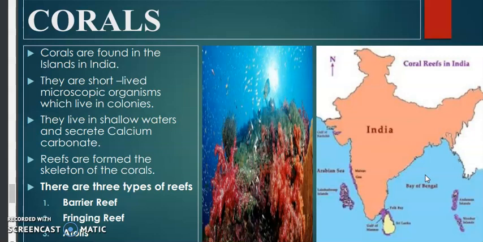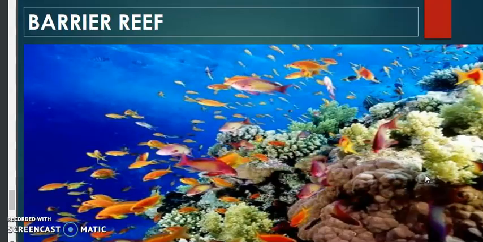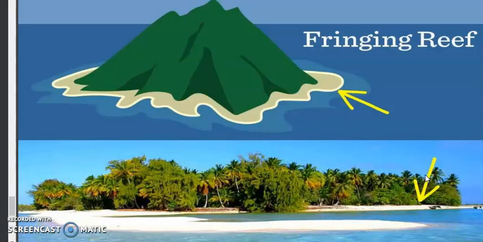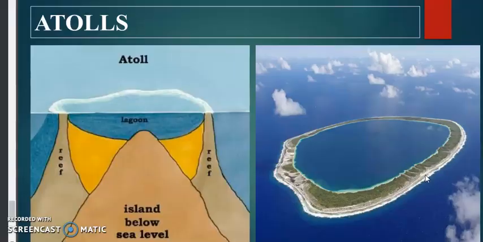Now the corals. As I said, we can see corals in Andaman Nicobar, and the entire Lakshadweep is a coral island only. Corals are found in the islands of India. What is this coral? They are short-lived microscopic organisms. They live in shallow water and the composition of the corals is calcium carbonate only. You will find in many places reefs of coral are present. That is the barrier reef, atolls, fringe reef. You will find these kinds of shapes over there, and these are all about the corals of the islands only.